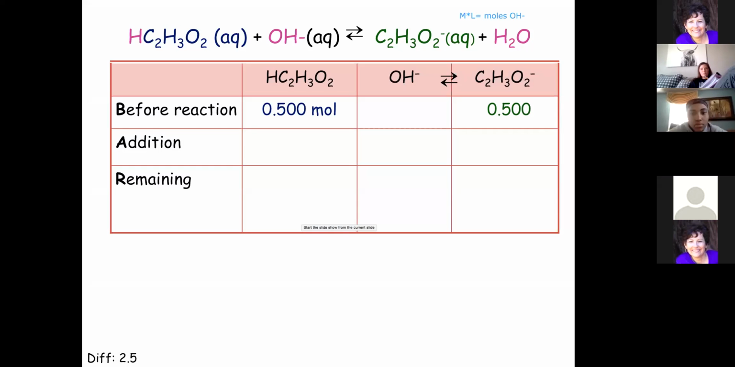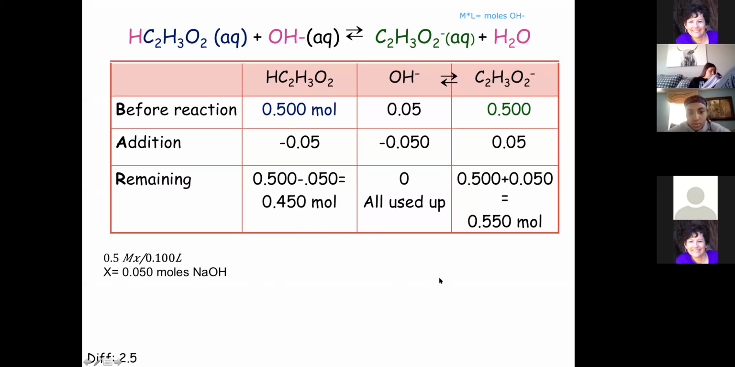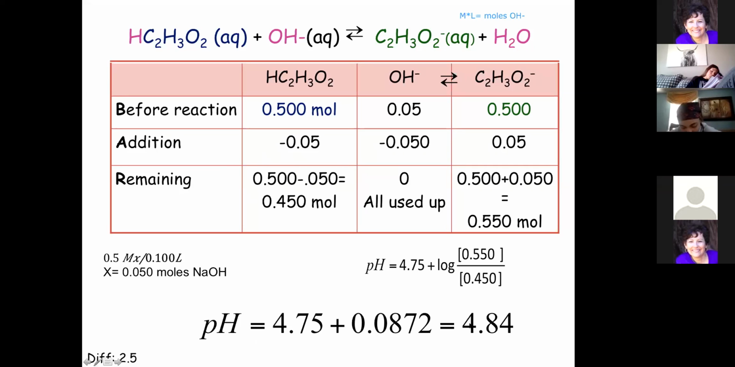All right, so we've got our acetic acid going down, our acetate ion goes up, and so now we have 0.50 moles of acetic acid and 0.55 moles of acetate ion. So now I need to do the Henderson-Hasselbalch. So I need to convert these into liters, meaning to molarity. And so I should get 0.55 over 0.50. And our very last pH will be 4.84.